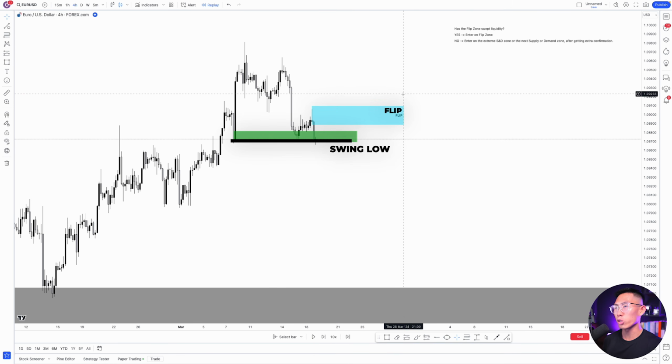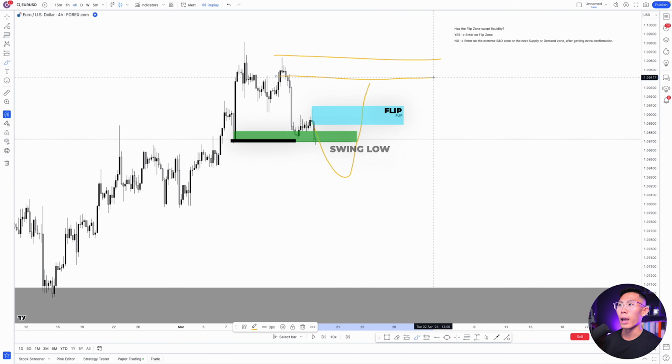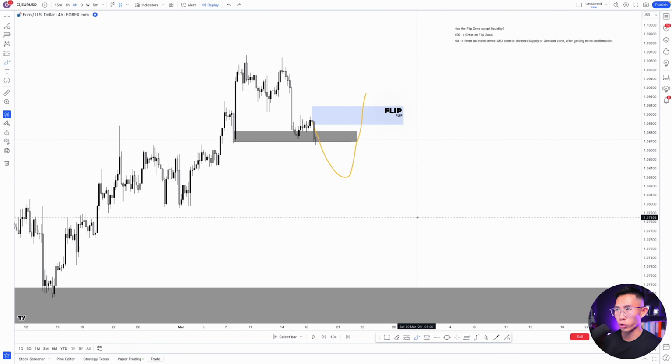And like I said, you want to ask yourself, has the flip zone swept liquidity? If yes, then potentially you could enter where price step into the flip zone. But in this case, there was no liquidity being swept whatsoever, right? So we could potentially expect price to completely disregard this flip zone, come into like this extreme supply zone right here, and that is when you can potentially look for your trade setup, right?